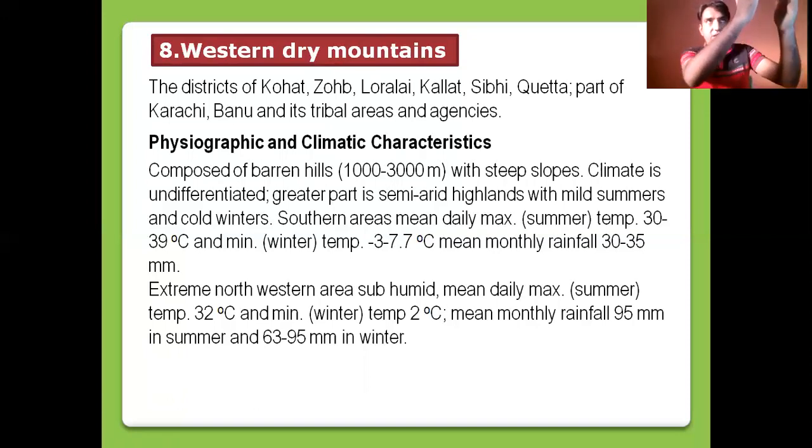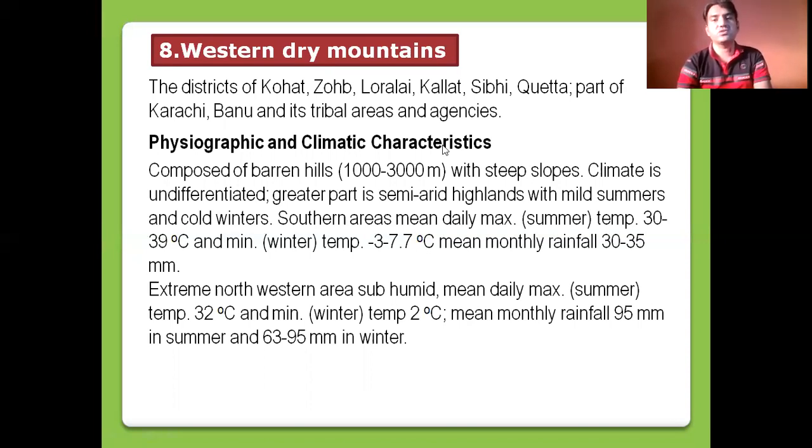So these are the western parts, mostly Balochistan province. That mountainous range reaches to the south of Pakistan, to Karachi. These areas are called the western dry mountains, where we have a lack of rainfall. In terms of physiography and climatic characteristics, they are composed of barren hills. The hills are barren, naked, not covered with vegetation because of the lack of rainfall.